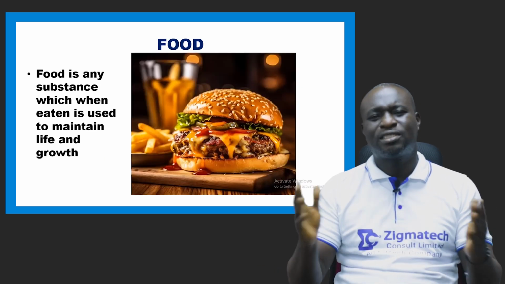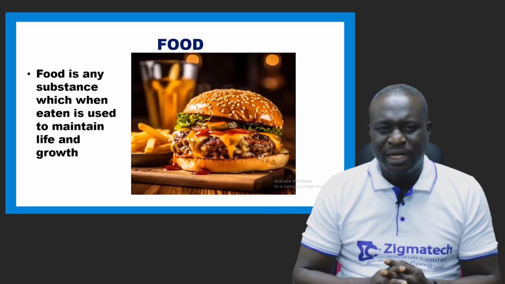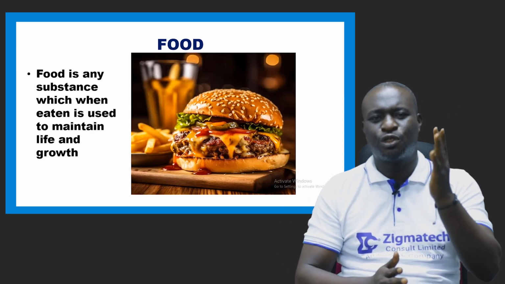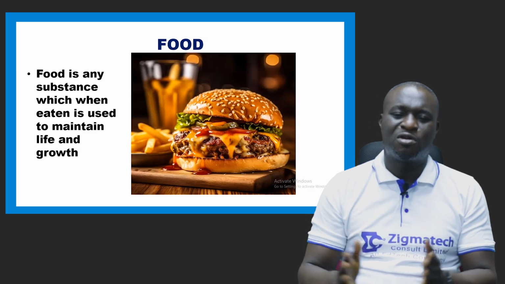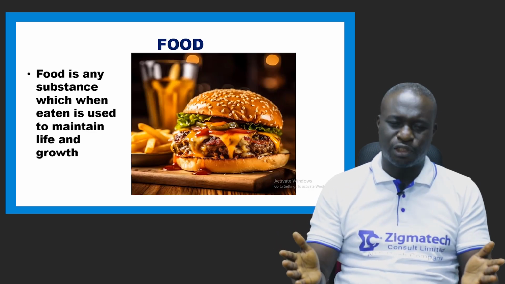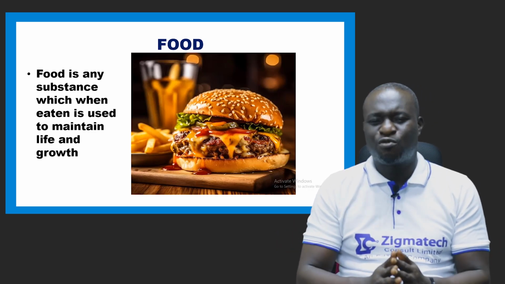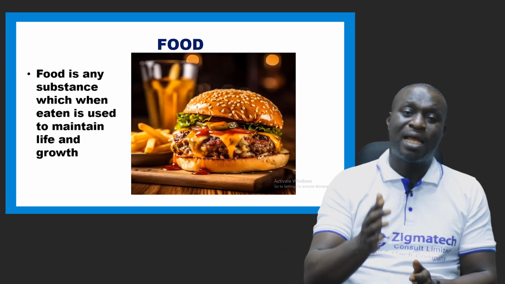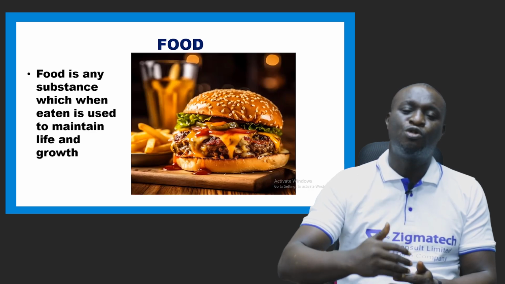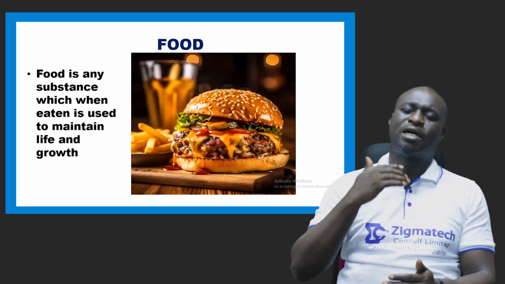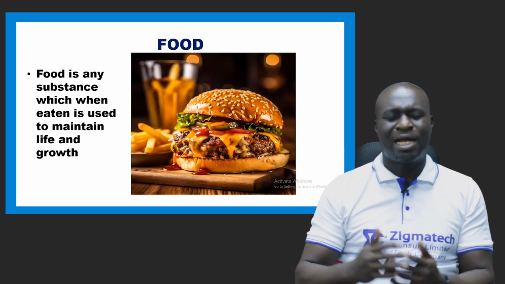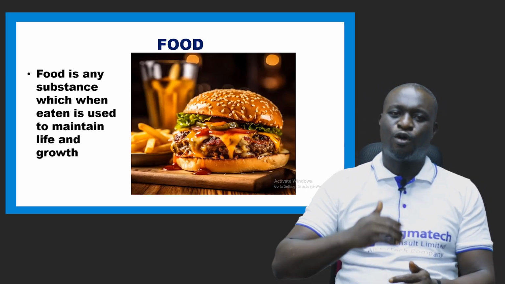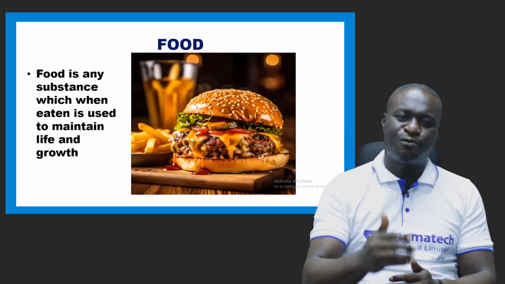Now, there are different types of nutrition. If you compare nutrition in plants and nutrition in animals, you will discover we have two main types of nutrition. Now, in plants, we have what we call autotrophic nutrition. It simply means plants can manufacture their own nutrients. They can manufacture their own food. But animals can't manufacture their own food. They depend on plants and other animals for food.